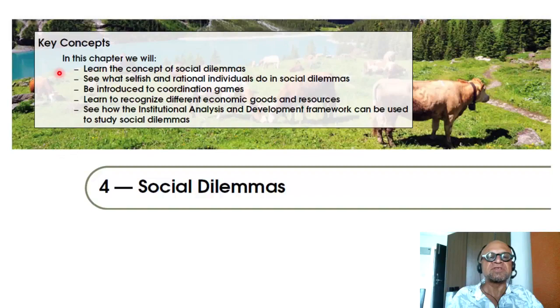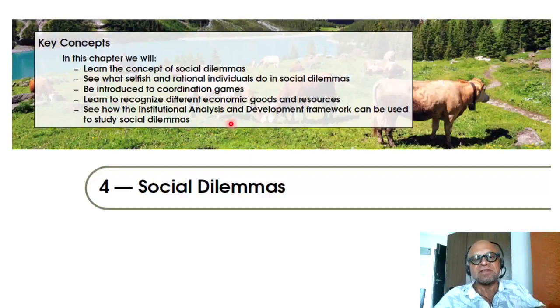So the key concepts in this chapter, we will learn the concept of social dilemmas, see what selfish and rational individuals do in social dilemmas, be introduced to coordination games, learn to recognize different economic goods and resources, see how the institutional analysis and development framework can be used to study social dilemmas.